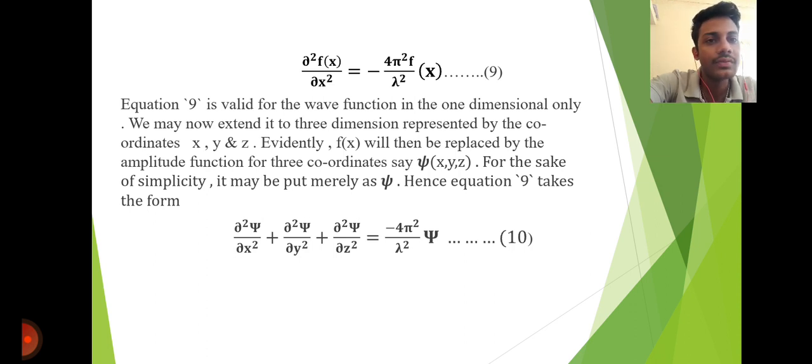This is for one dimensional. We can expand this into three dimensional. Then the equation becomes ∂²ψ/∂x² + ∂²ψ/∂y² + ∂²ψ/∂z² = -4π²/λ² ψ.